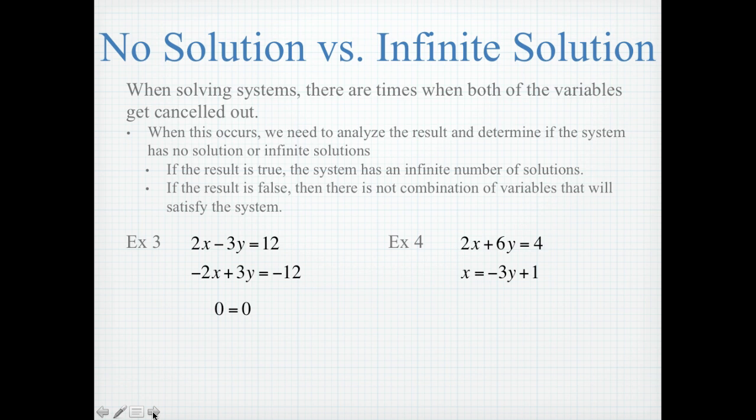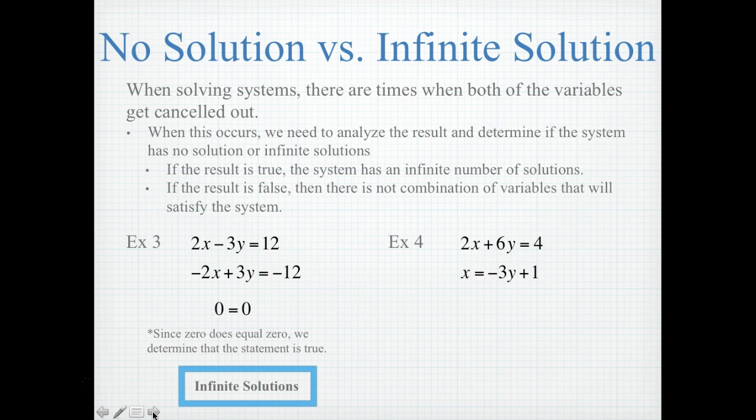So when both variables cancel out, we need to analyze the result. So what we have left is 0 equal to 0. This is a true statement. So whenever the variables cancel out and we're left with a true statement, our answer is going to be infinite solutions. On the right, we have a case where we're going to use substitution.